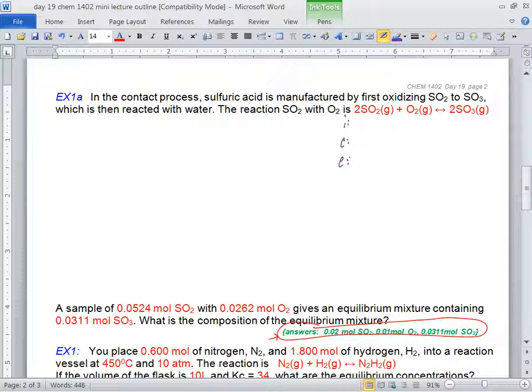They want the equilibrium composition. That equilibrium composition is always what row? The E row is all the answers all the time. Always. Okay, so we got to fill this out. What are you going to put in this table?